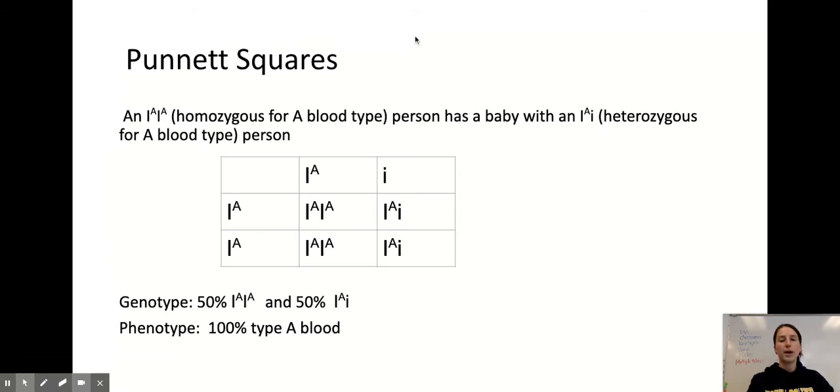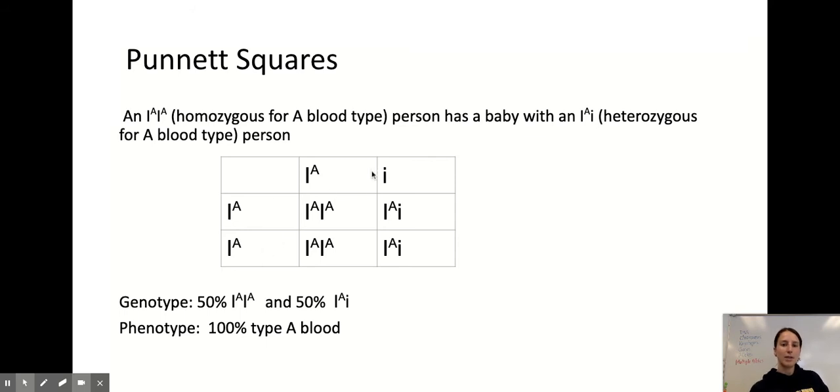So we're just going to do a couple Punnett squares here. In this example, we've got somebody who is A-type blood, and we're going to make them homozygous dominant for A-type blood. And they are going to have offspring with a person who is heterozygous for A-type blood. So they've got one copy of the dominant allele, one copy of the recessive allele.